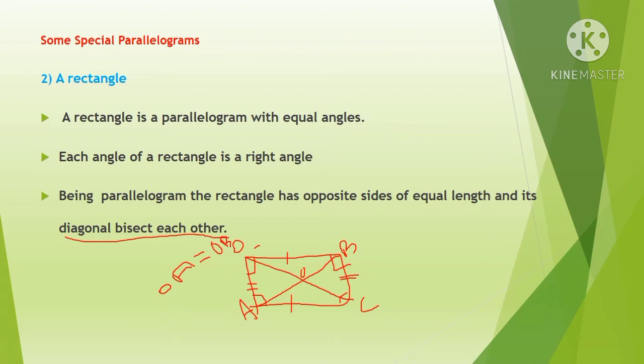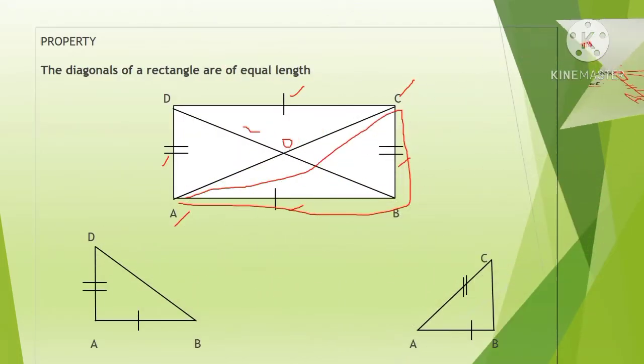Let's see the remaining properties. Okay children. So children, the property of a rectangle we are going to see is that the diagonals of a rectangle are of equal length. So I have drawn a rectangle. Can you see here, children? This side and this side are equal in length, and this side and this side, opposite sides, are equal in length. We know for a rectangle opposite sides are equal in length.